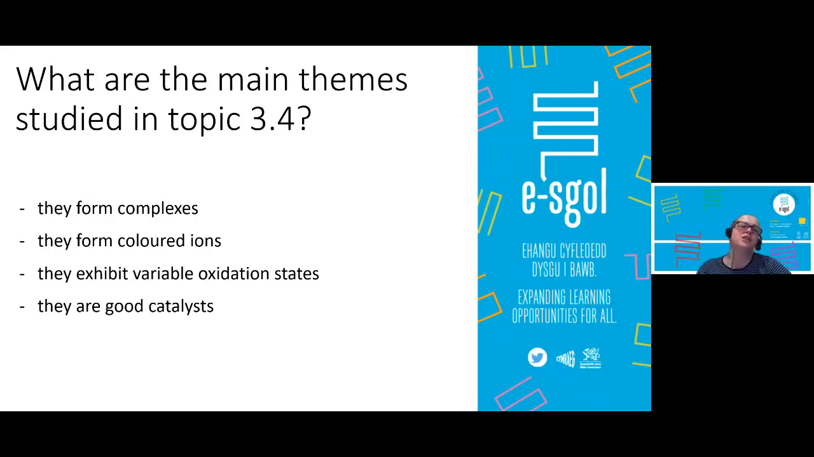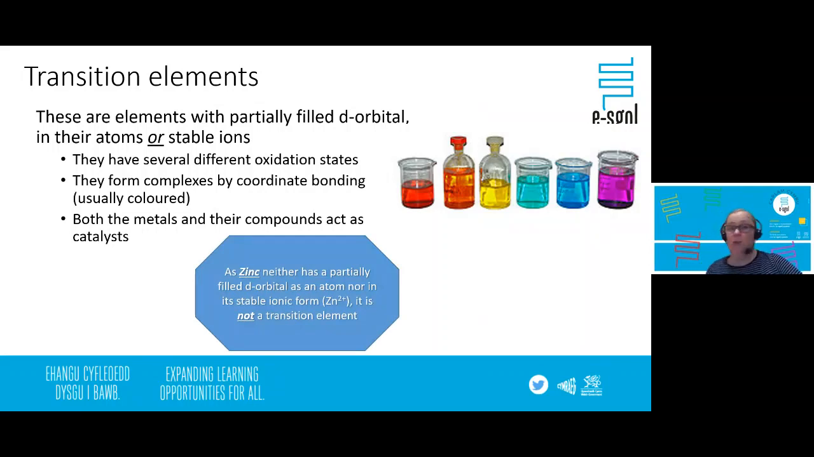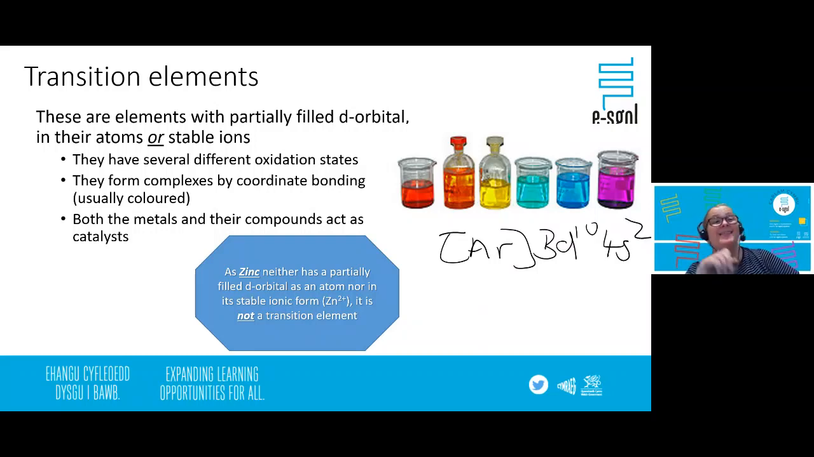Okay, so transition elements, why are they called transition elements? Well, let's focus on the fact that they have to have a partially filled d orbital in their atom or as a stable element, stable ion. Let's focus, therefore, on the fact that zinc isn't one of them. Zinc has got a full d orbital as an element. So zinc actually is argon, and then you've got 3d10, 4s2. That's the zinc as an element.